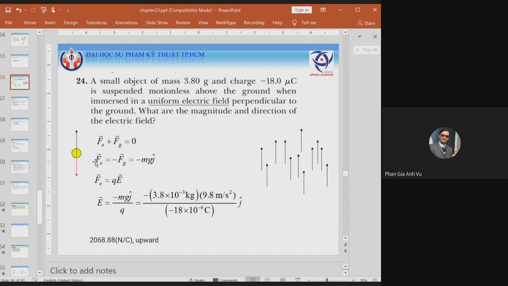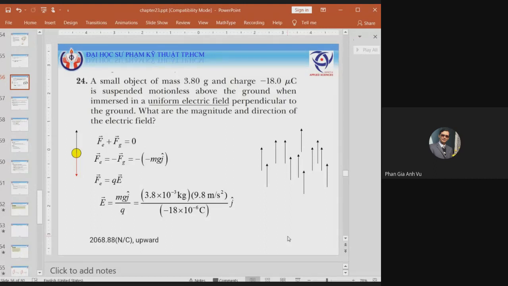I have a mistake here. Fe is minus Fg, but Fg itself is minus, right? So I have here twice the minus sign. Fg, the gravitational force, itself is minus, right? So in my equation, I don't have any minus here anymore. Then I don't have the minus sign here on the numerator. Okay. So you see downward, right?